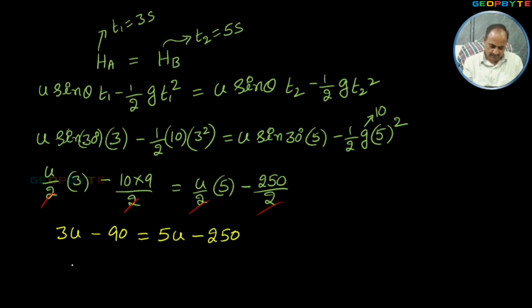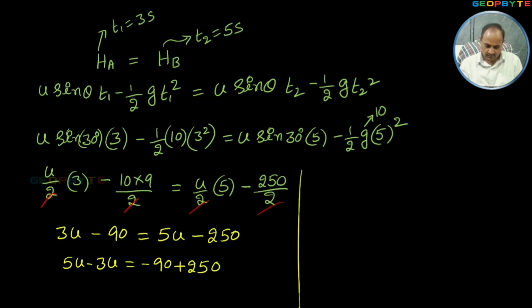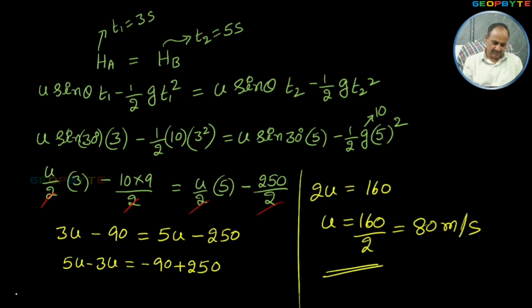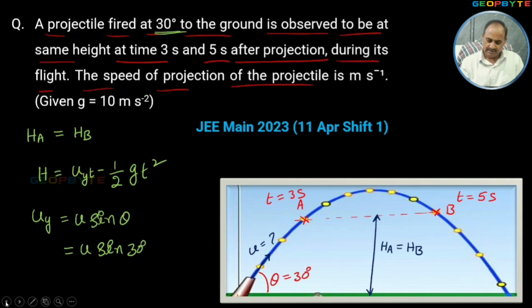Okay. From this, 5u minus 3u is equal to minus 90 plus 250, or 2u equal to 250 minus 90, that is 160. u equal to 160 by 2, which is 80 meter per second. That is the initial velocity of the particle. So the answer is the speed of the projectile u equal to 80 meter per second. Understood clearly? Yes. Now let us take another question.